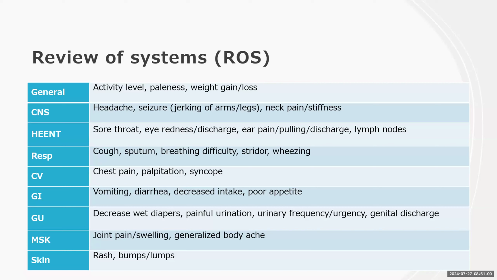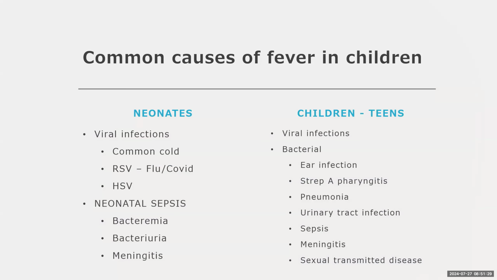So usually, if you have really high concern for meningitis, then you will focus more on the CNS, or central nervous system, questions as compared to, for example, the GU system. So you just have to adjust the list of these questions according to what your differential diagnosis, your working diagnosis, is. So we'll talk about how to approach them.